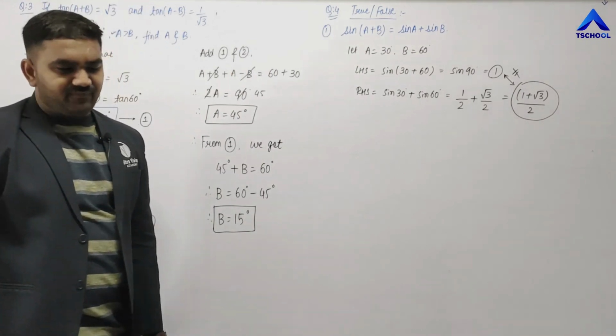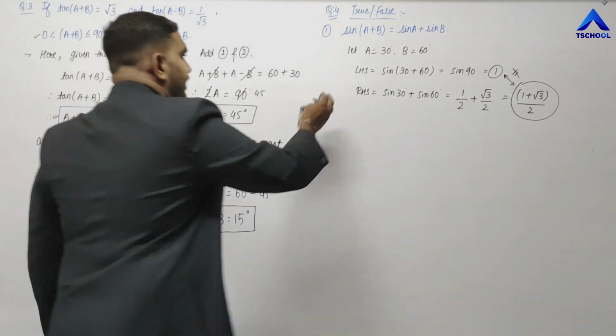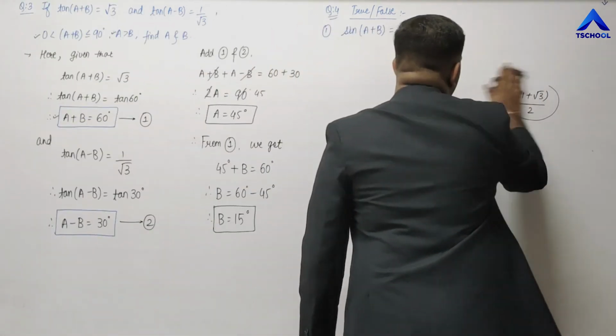So if the statement does not hold for this one, then it will not hold for anyone else. Yes or no? Will this hold for anyone else or not? Check it out by yourself. No, it won't hold for anyone else, and hence the answer is false.